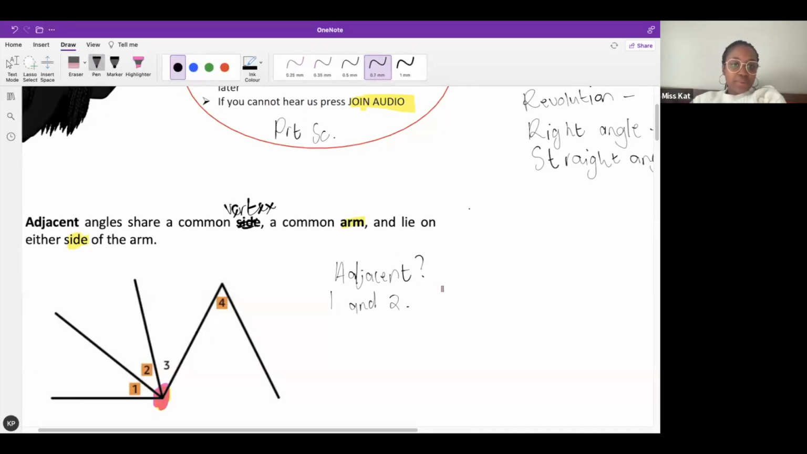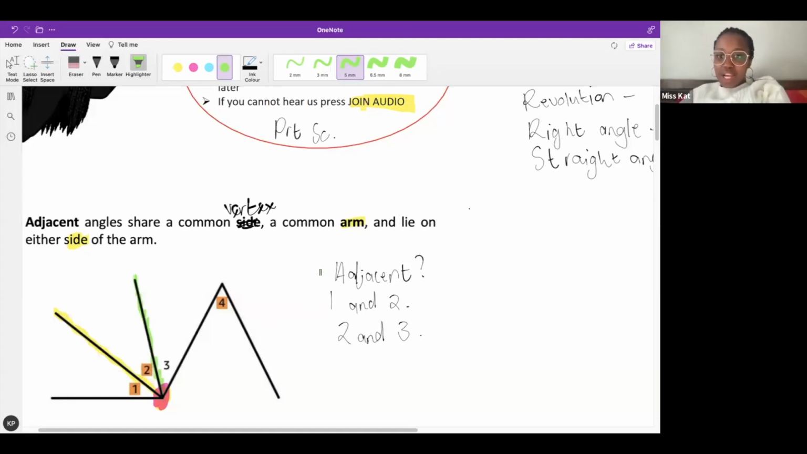2 and 3. 2 and 3 are adjacent. Beautiful. I saw someone say 1, 2, and 3. Remember, 1 and 3 cannot be adjacent because they're not next to each other. The arm for 1 is over there, highlighted in yellow, but the arm for 3 is over there, highlighted in green. So they do not share an arm, which means they cannot be adjacent.